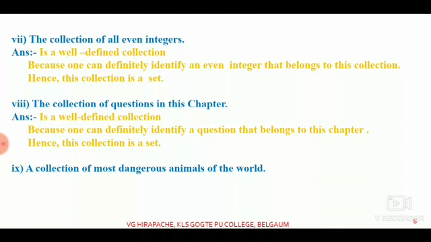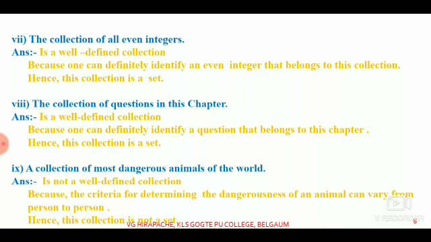Moving to the last question of this exercise 1.1. A collection of most dangerous animals of the world. Obviously, it is not a set because it is not a well-defined collection, because the criteria for determining the danger of an animal can vary from person to person. Hence, this collection is not a set.